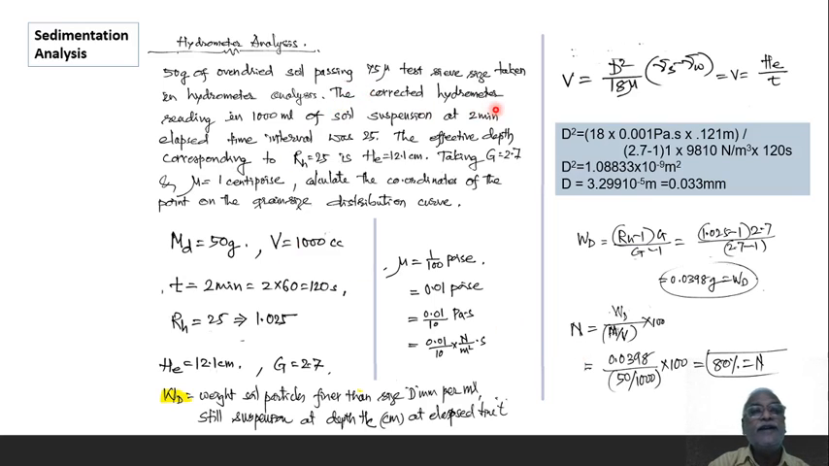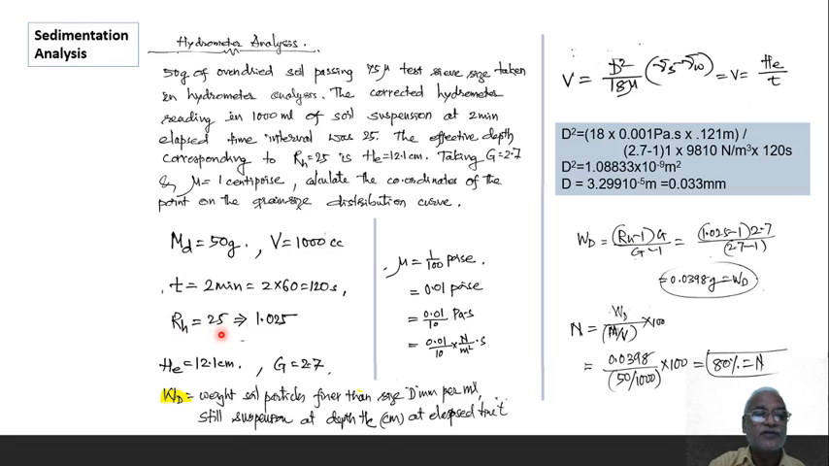Okay. Now the corrected hydrometer reading in 1000 ml of soil suspension at 2 minutes elapsed time interval was 25. Now time taken here is 2 minutes, but we want it in seconds, so it will be 2 into 60, that is 120 seconds. Now this obviously comes over here. While calculating velocity, we calculate it as effective height of fall divided by time. This time is 120 seconds. I've substituted here. Now R_H they have given as 25, but you know that it is the specific gravity of the suspension. So though it is given as 25, it should actually be taken as 1.025. This 25 stands for 0.025.